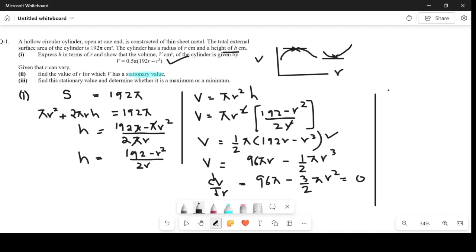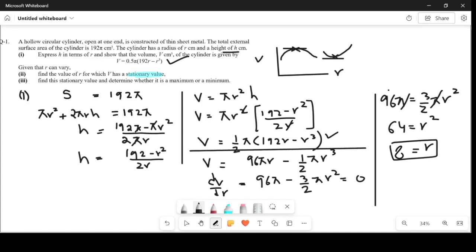Now we have to find the value of r. So 96 pi equals 3 upon 2 pi r squared. Pi and pi get cancelled. 96 times 2 divided by 3 is 64, equals r squared, which gives r equals 8. Although it gives plus minus 8, radius cannot be negative. So we only choose r equals 8, which is the answer for part 2. So this was the working for part 2.